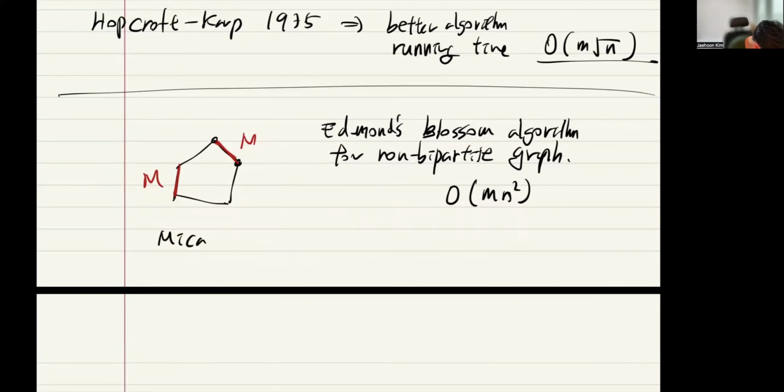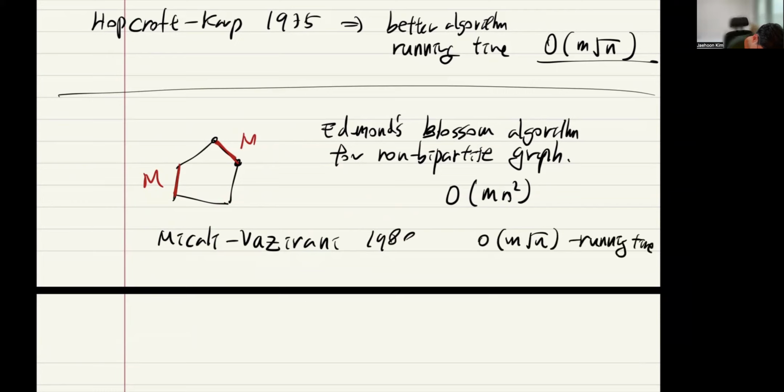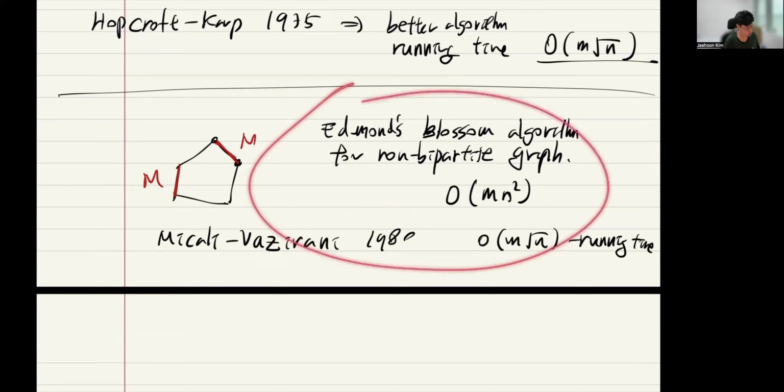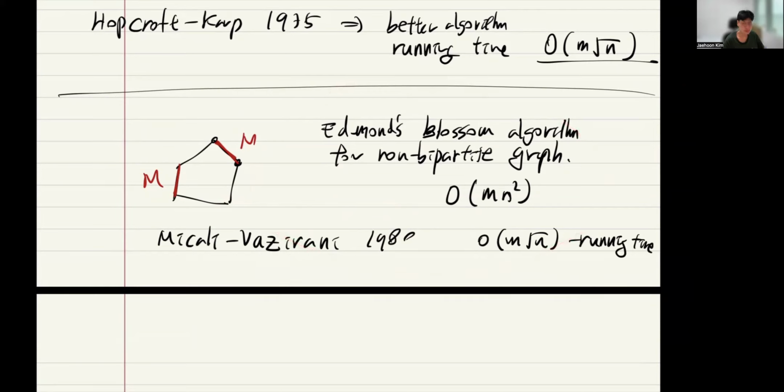And there are also better algorithms known with better running time. Okay, we are not going to discuss this blossom algorithm, as this is too complicated for our course. It's not too complicated, but we decide to skip it. You can look into it if you are interested.